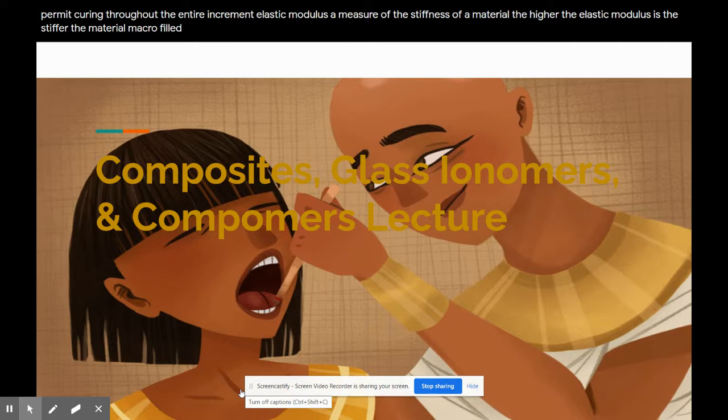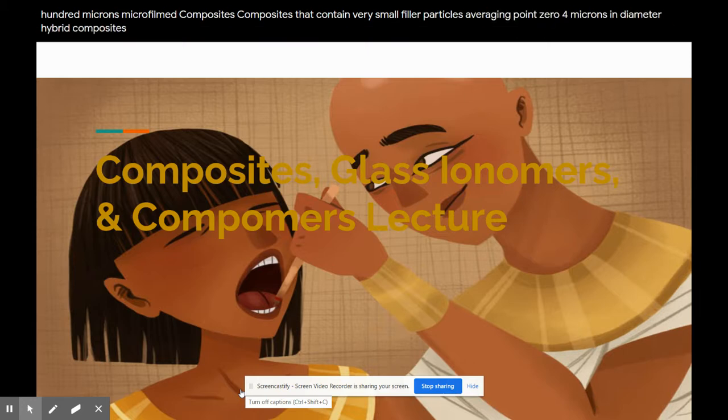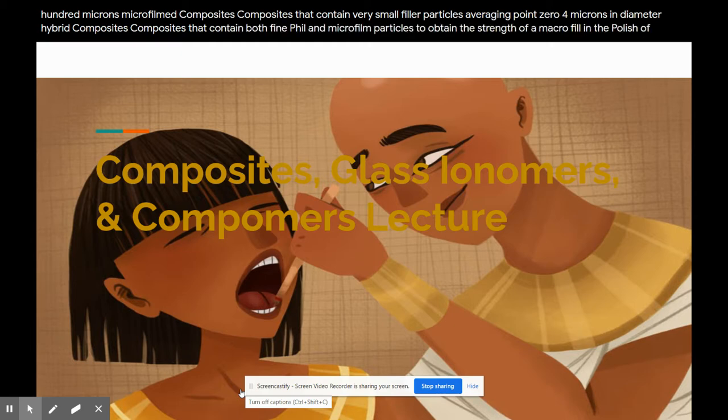Macrofilled composites, an early generation of composites that contain large filler particles ranging from 10 to 100 microns. Microfilled composites, composites that contain very small filler particles averaging 0.04 microns in diameter. Hybrid composites, composites that contain both fine fill and microfill particles to obtain the strength of a macrofill and the polishability of a microfill.